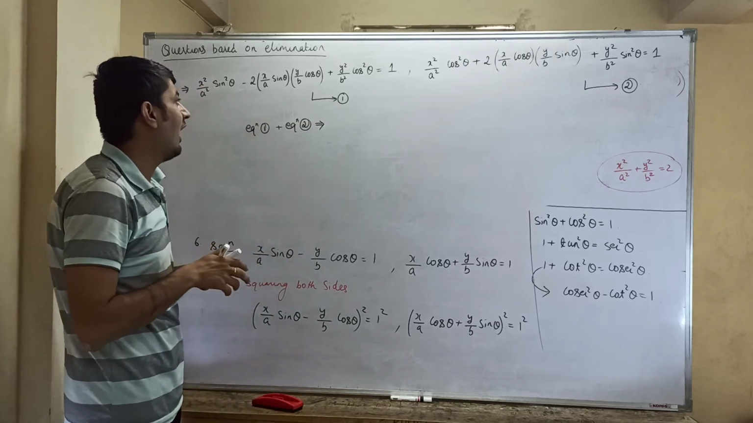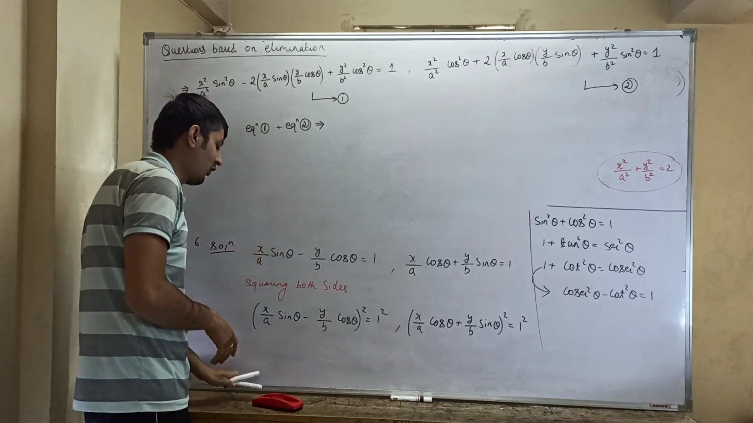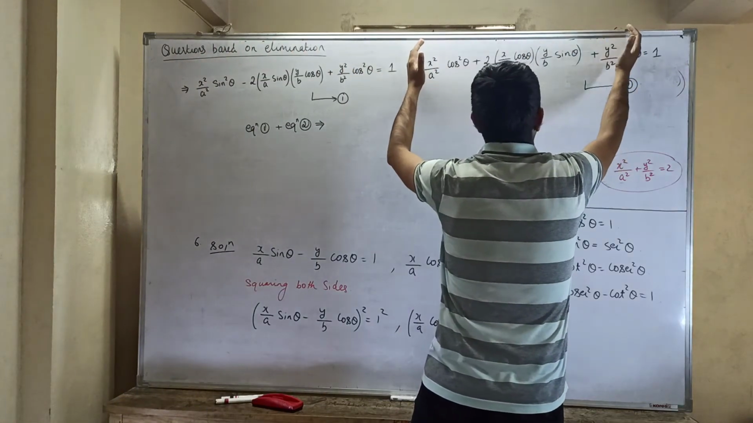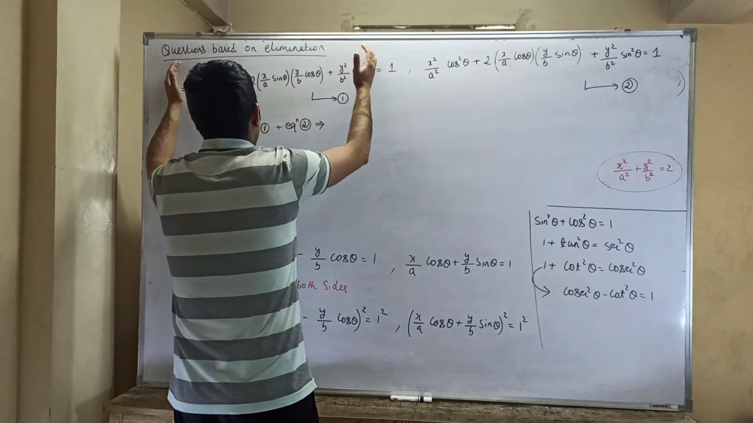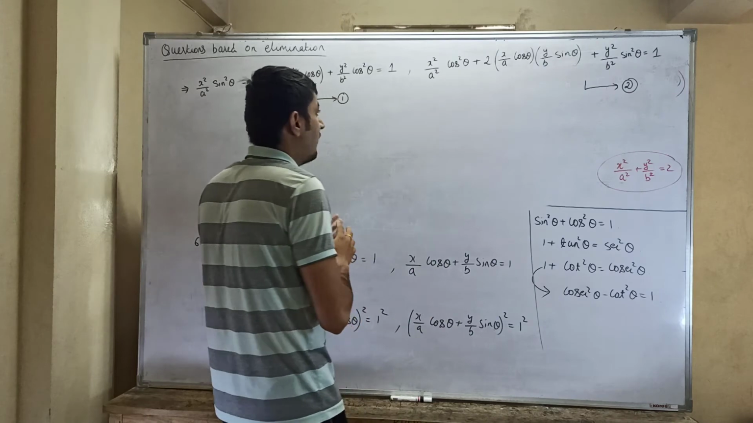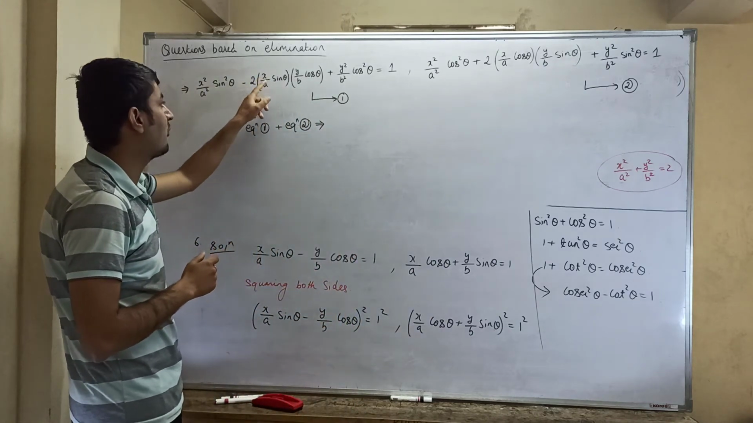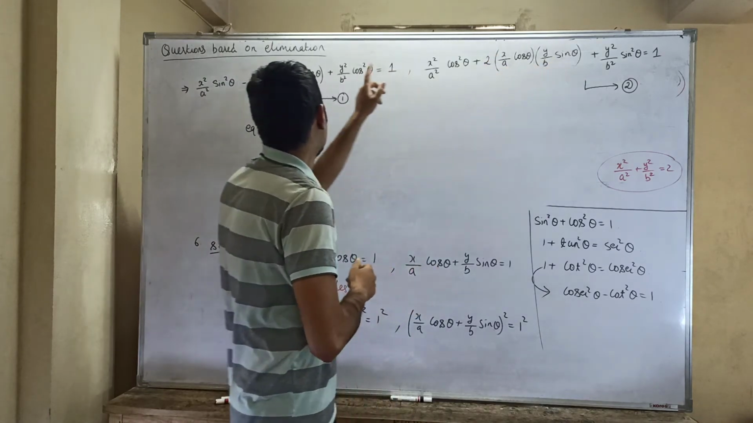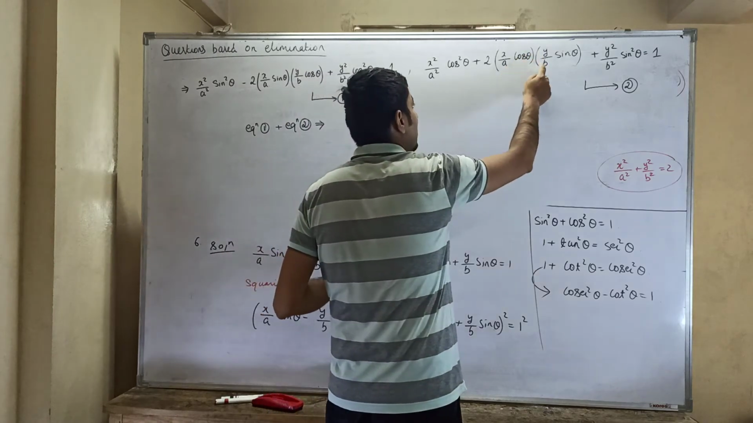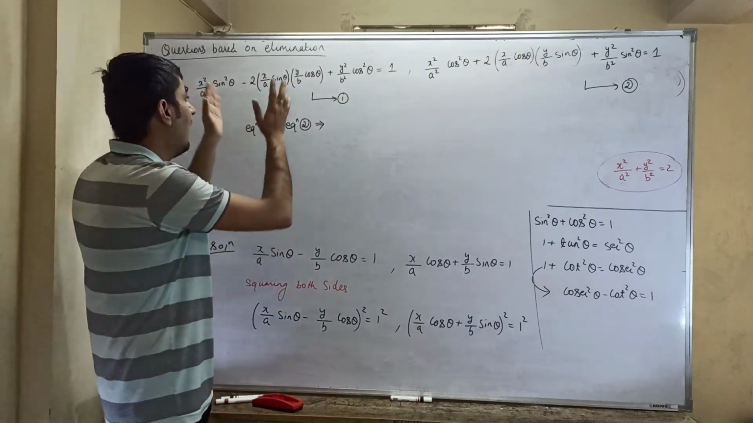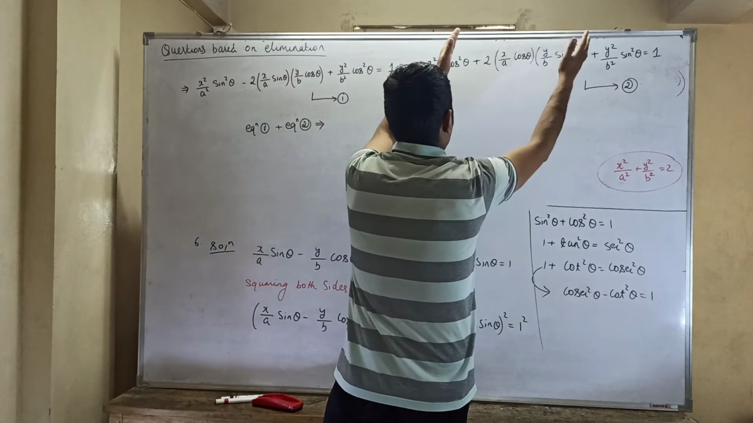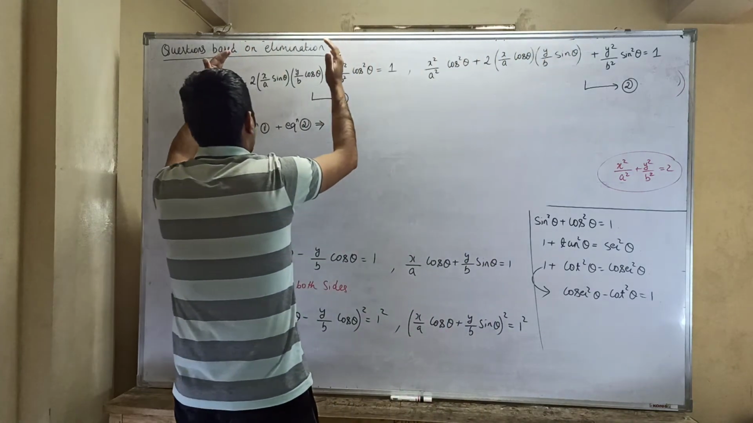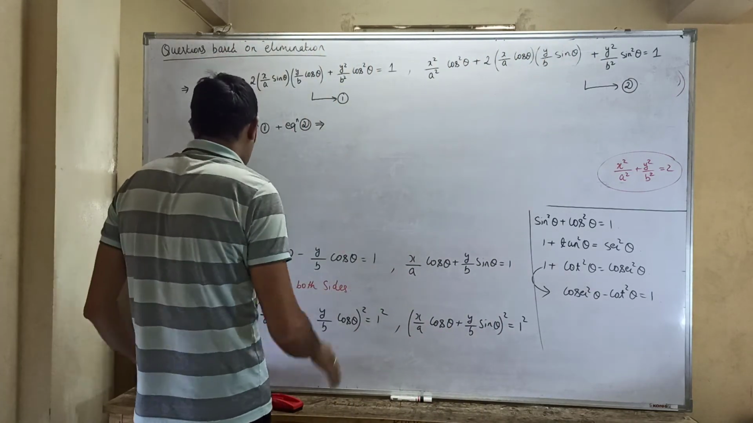See here, when you add, you don't have to write down each and every expression. I am adding the left hand side with the left hand side. When you add, do you have similar terms with plus and minus? See here, 2x by a sine theta, y by b cos theta, those terms are there. When you add, this plus and this minus will get cancelled.